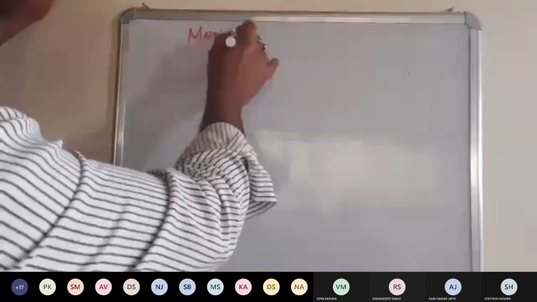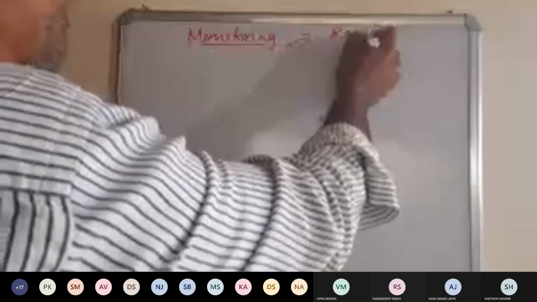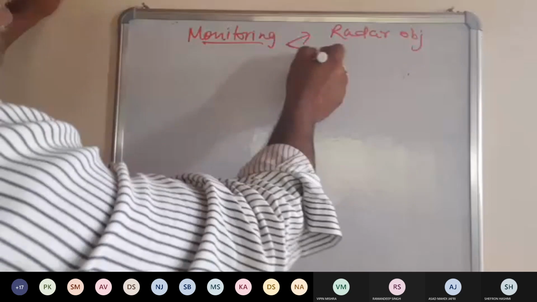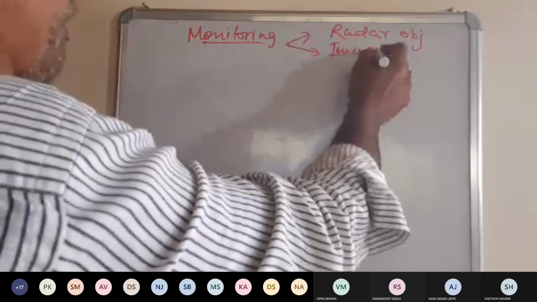Yes sir, दिख रहा है बोर्ड. Okay. So now the third phase is monitoring. Monitoring may be required when you have a radar object, when you are turning around a radar object, then also you have to monitor, or you may be turning above an imaginary point.